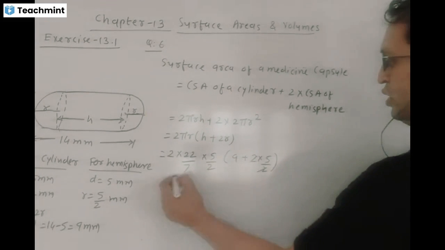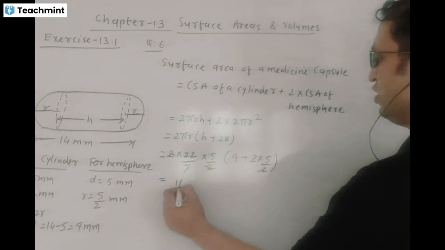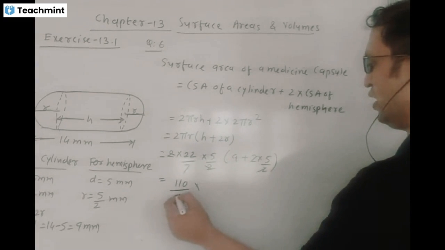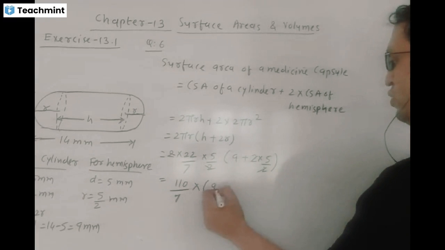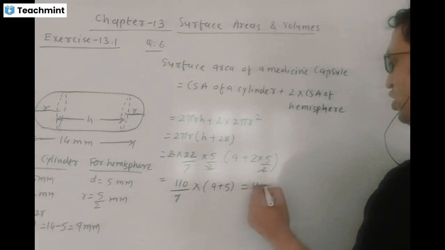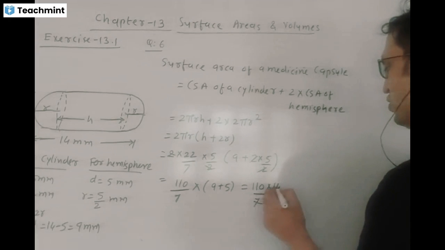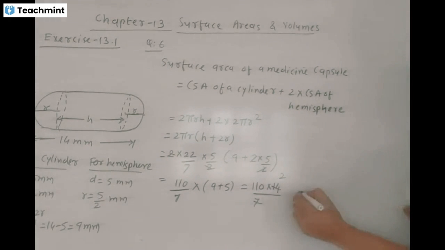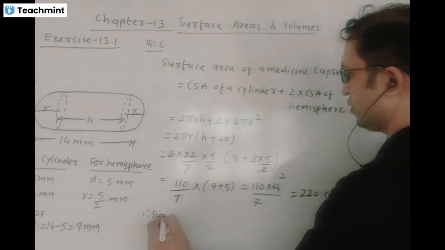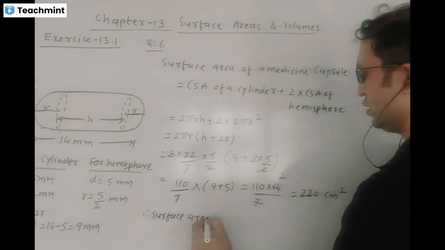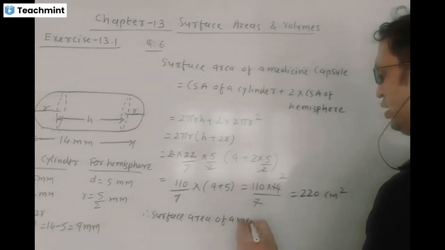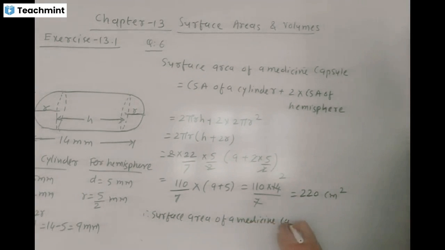2 cut, 2 cut. 22 into 5 is 110 divided by 7, multiplied by 9 plus 5. 9 plus 5 is 14, divided by 7, 7 2s are 14. Therefore, 110 into 2 is 220 centimeter square. Therefore, the surface area of a medicine capsule is equal to 220 centimeter square.